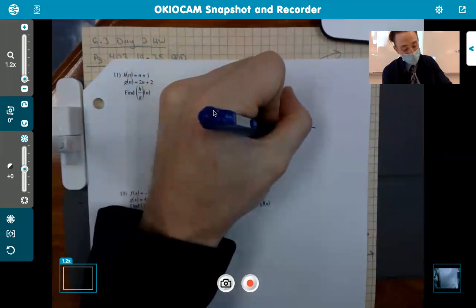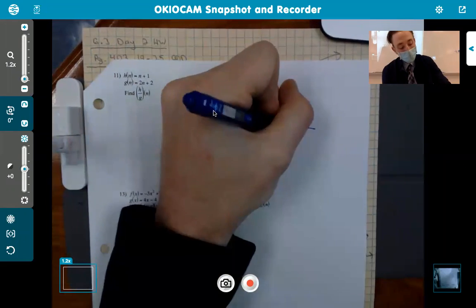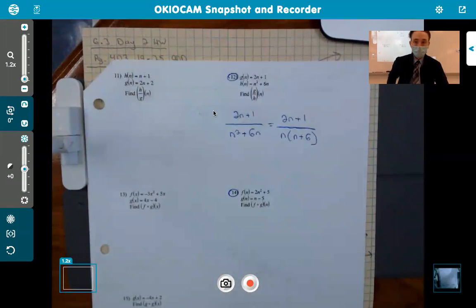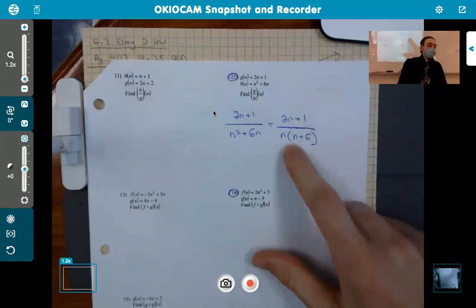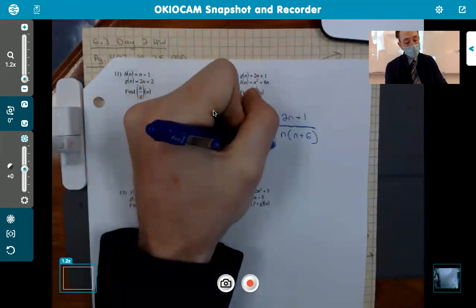And what I can take out is an n, and what's left over inside my parentheses if I factor out the n is n plus 6. Break it down as much as you can. Notice that this doesn't necessarily help us cross anything out. Sometimes it will, sometimes it won't. But at least it's a little bit more simplified for us now to say, well, this is our final answer.